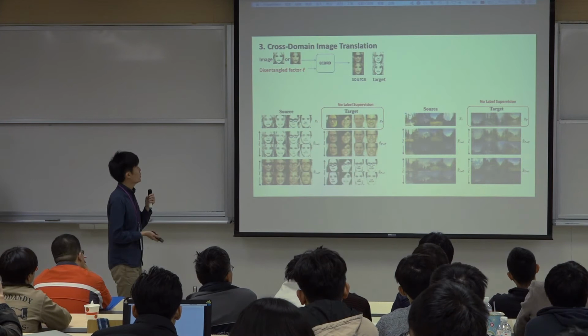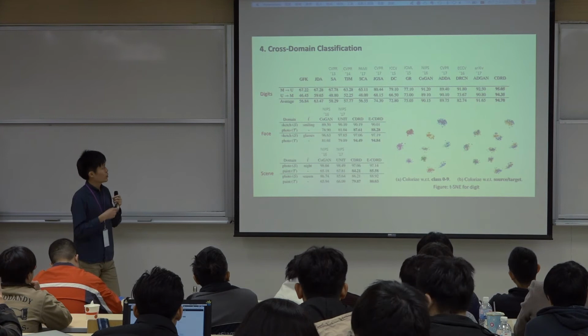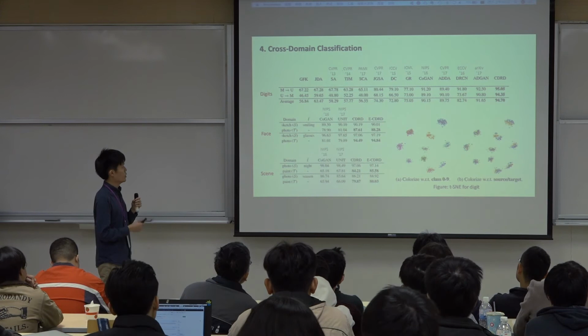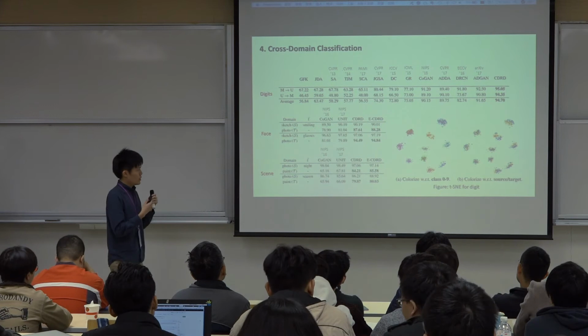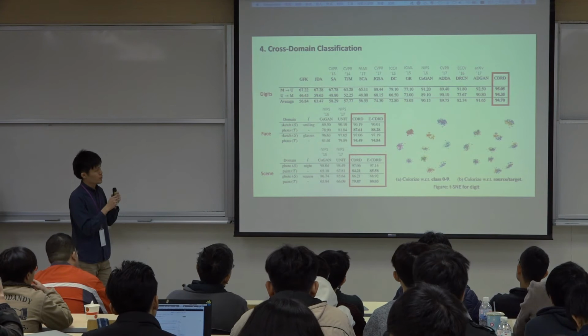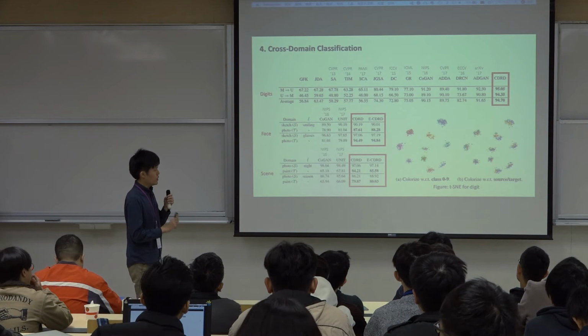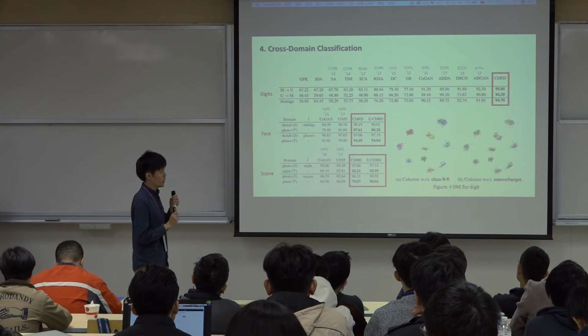And we showed that our model can do cross-domain classification in three different scenarios: the digit, the face, and the scene. And our model actually outperforms the state of the art. If you see this figure, figure B is colorized with different source and target data. So even without supervision in the target domain, the data points can be classified into the correct classes.